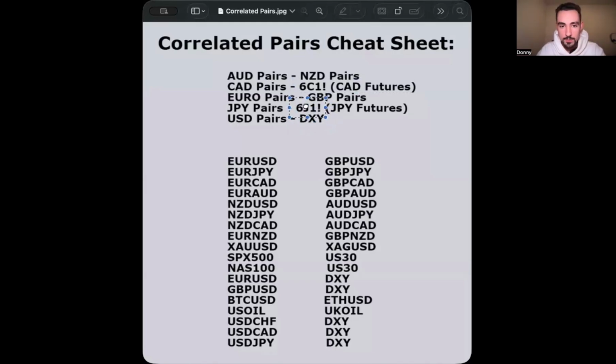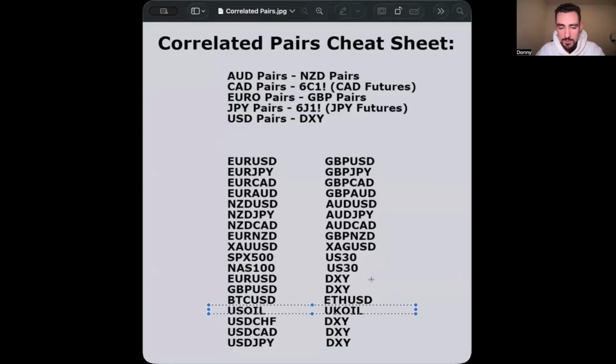Same thing with the Japanese futures. Any Japanese yen pair is going to correlate and have a similar relationship to DXY's correlation to Euro USD and GBP USD. 6J1 exclamation mark, which, I know it's a weird ticker, right? It's kind of bizarre. That is the futures ticker for the yen. That will have a strong correlation with any JPY currency pair. And so you can find the equivalent of these for all other currency pairs. I don't have them listed in this cheat sheet, but you can do some exploring and find them.